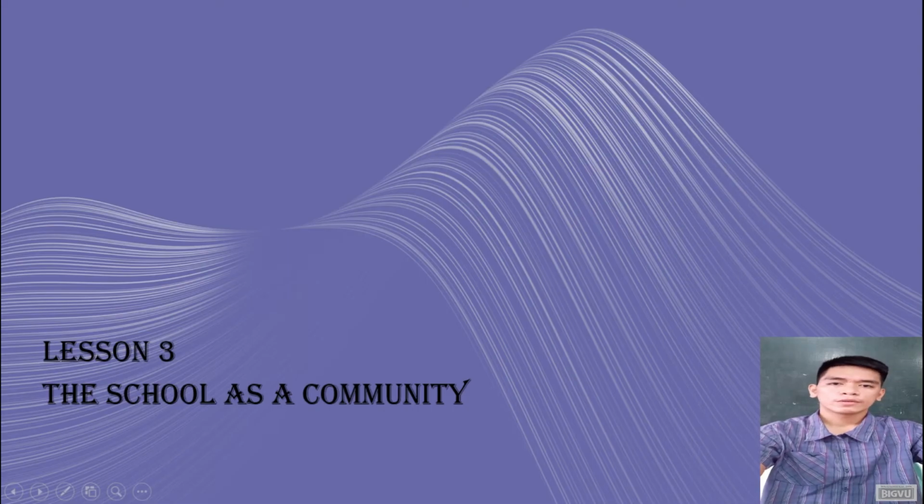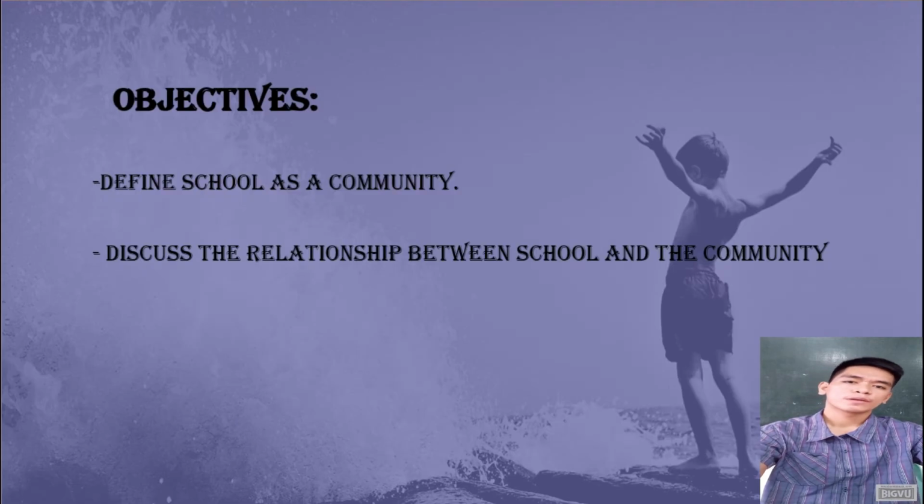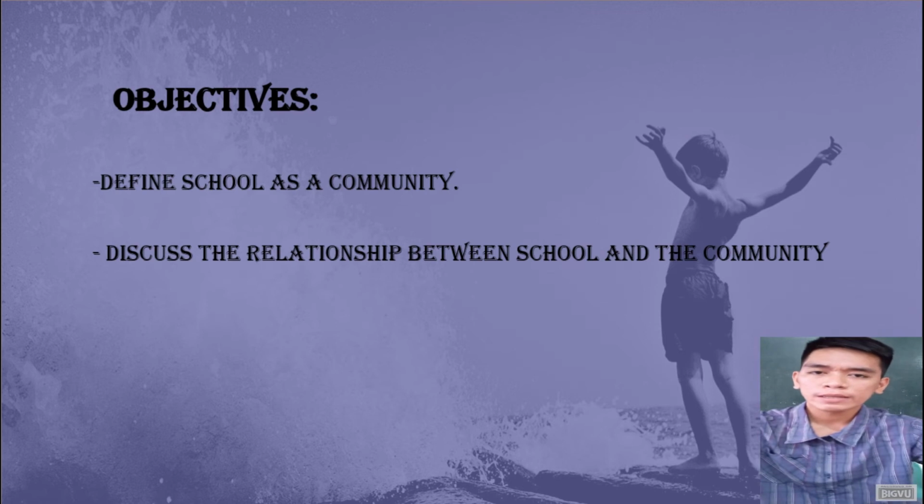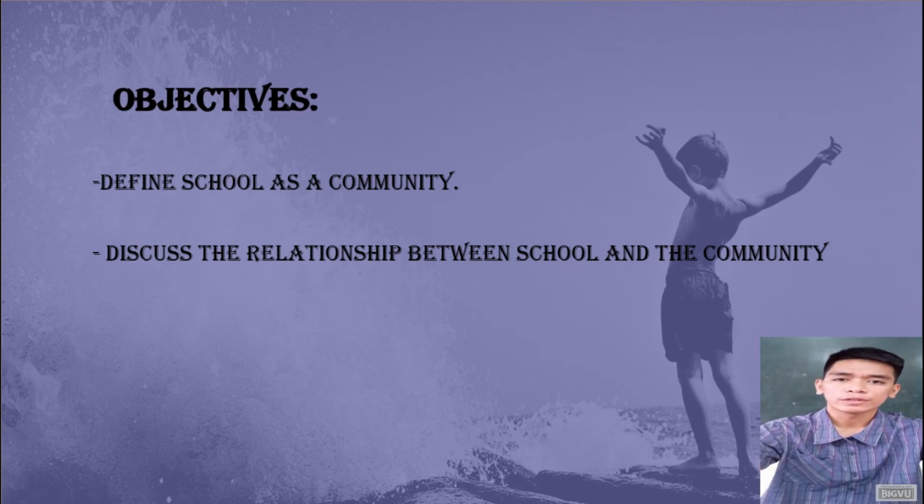Lesson 3. The school as a community. Our objective is to define school as a community and to discuss the relationship between school and the community. In the previous lesson, we tackled the basic concept and key elements of school as a social system. Here in Lesson 3, it introduces you to the school as a community within the community, and the relationship between the school and the community.